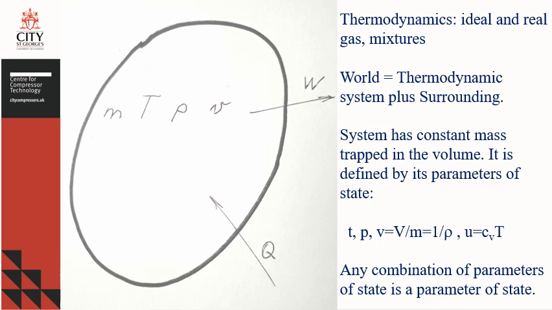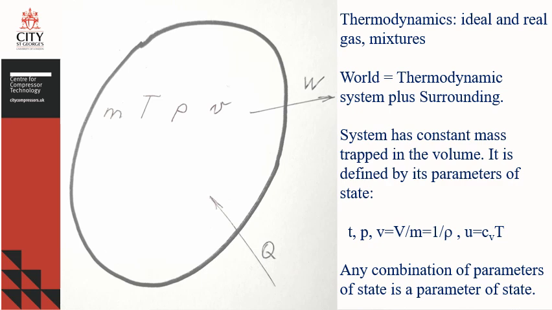Thermodynamics considers our world in two entities, the system and the surrounding of the system. The system is separated from its surrounding by the system boundary, which has area A. The surrounding is everything else except the system itself. The system contains a closed and constant mass m, whose state is defined by the properties of the state.